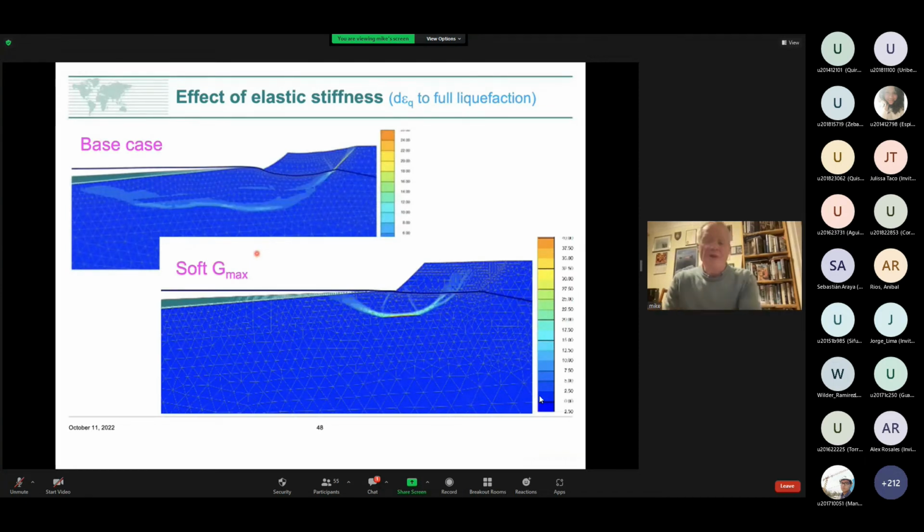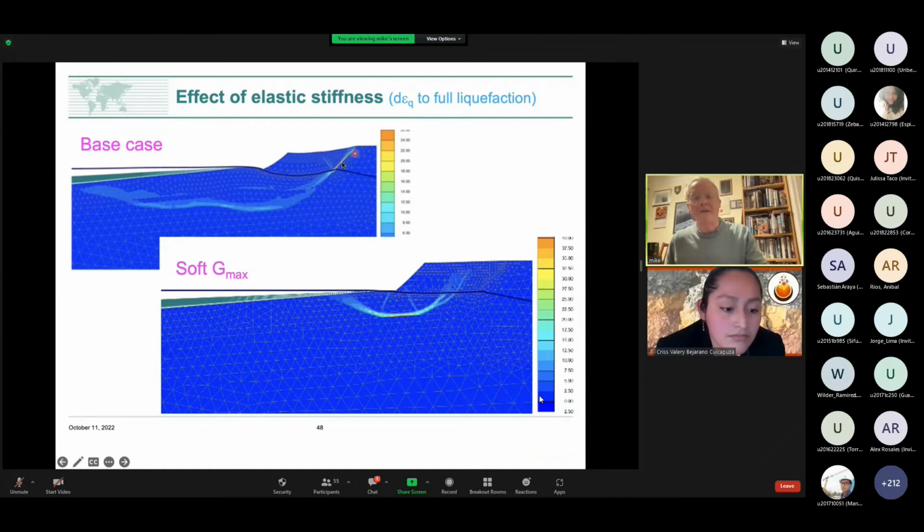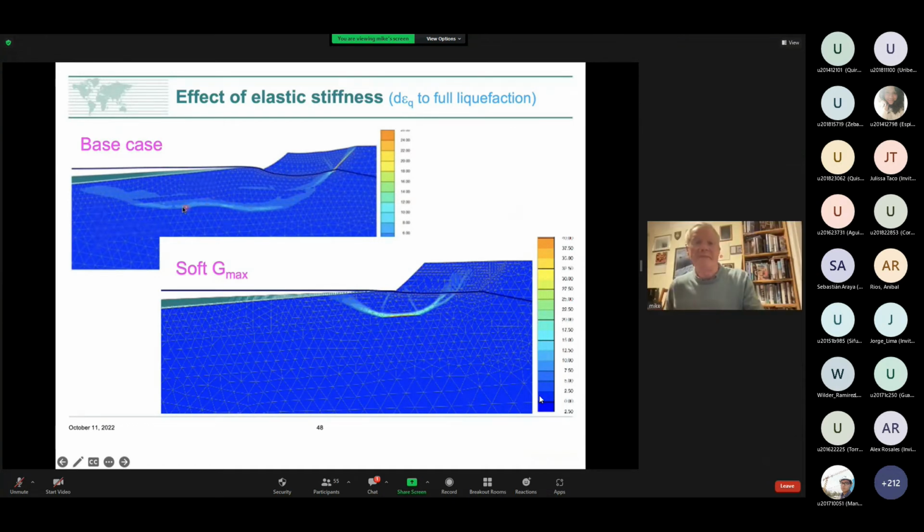What really surprised us in these simulations was this, though. When we use Gmax at face value, or Gmax discounted by 10%, we get this, a lovely, lovely mechanism. If we reduce Gmax to a softer value, such as we might use to model lab tests, we get a simple rotational failure. Never propagates upstream, doesn't get anything like the right amount of settlement. So Gmax seems to be terribly important to the way these things behave.